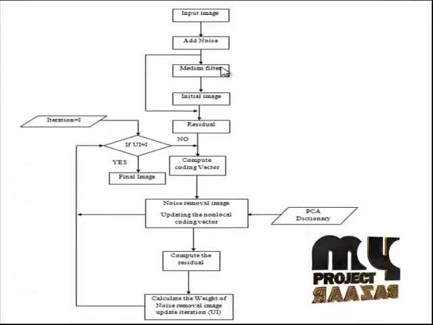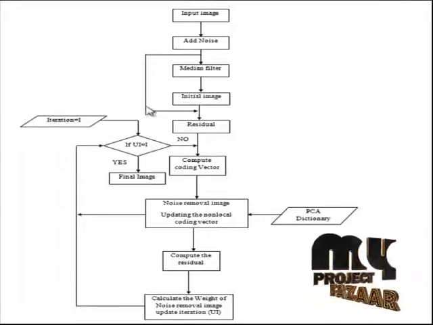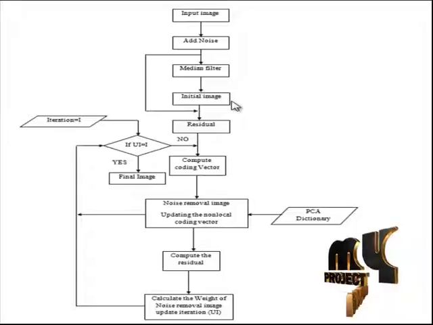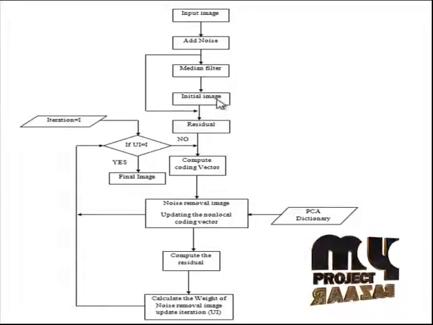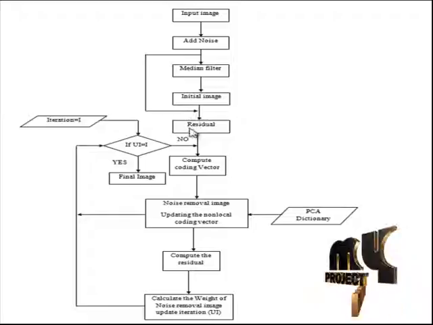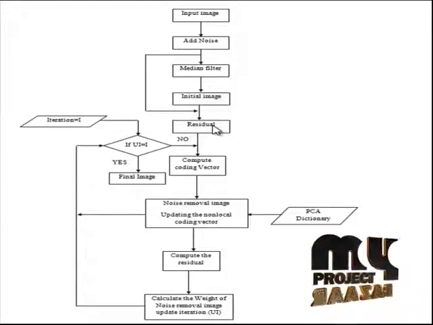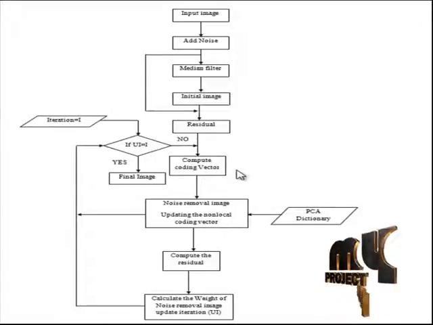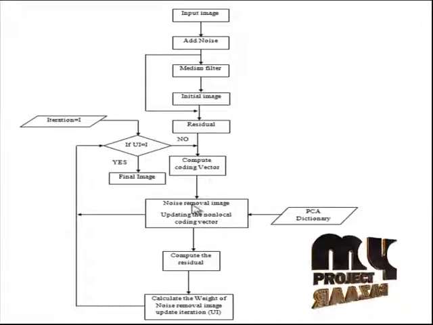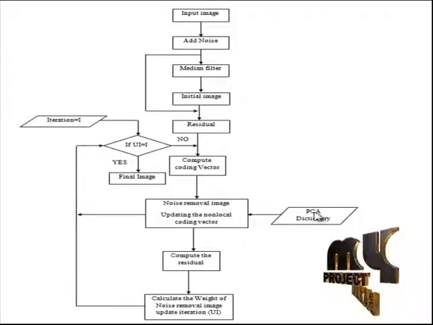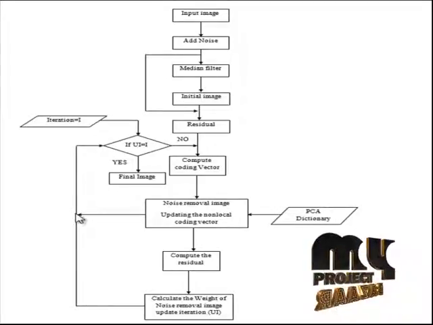After the median filter, the input image will go to the WESNR algorithm. In the WESNR, the initial image and the noisy image are compared and then the residual value is found out. Using the residual value, we compute the coding vector. The coding vector will be the PCA value. After the PCA is reduced, that coding vector will be compared to the PCA dictionary. Then it will remove the noises.